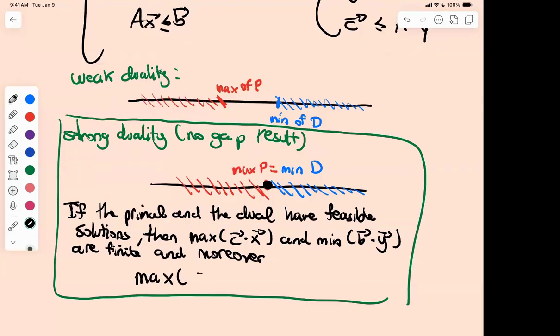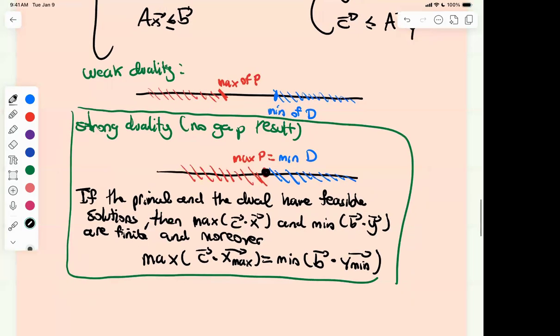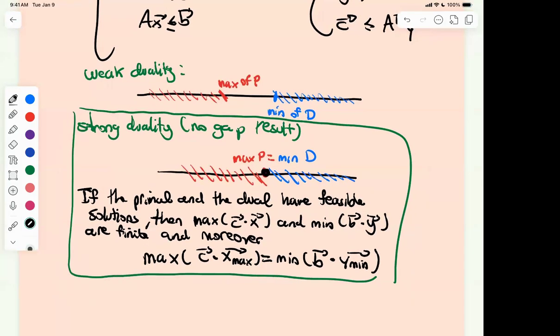Again, if the max is finite, that means that the max occurs at some vector, which I'll call x max, because that's where the max would occur. And if the min is finite, it means that it also occurs at some vector, which I'll call y min. So this is wherever the maximum is obtained, and also wherever the minimum is obtained.